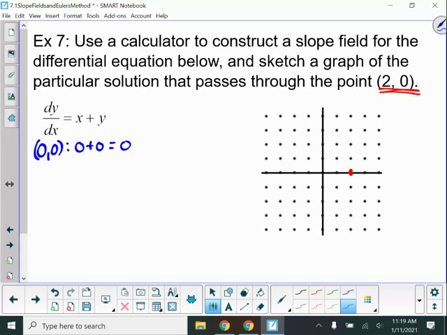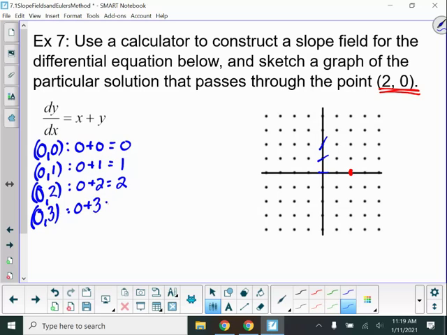So the point 0, 0 is right in the middle, and that has a slope of 0. If I look at the point 0, 1, that's going to be 1. 0, 2 is going to give me 2. Notice I'm plugging in the x and the y value. So that's going to be a little bit steeper. 0, 3 is going to be 3, so that's even steeper. And then the next one, 0, 4, is going to be steeper yet. So you can see how that's going up.